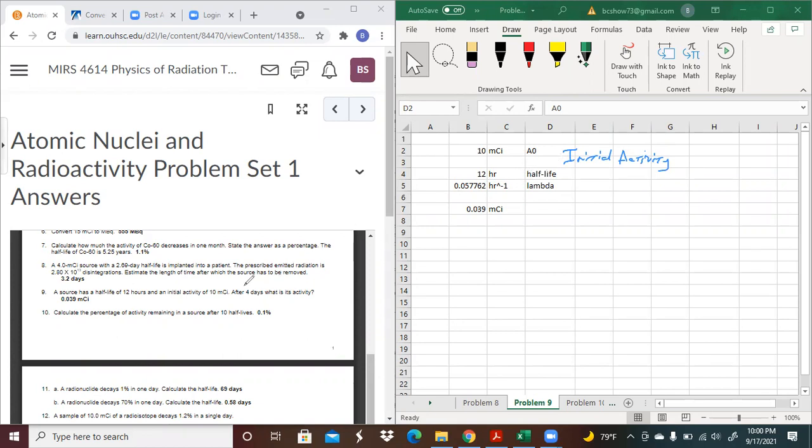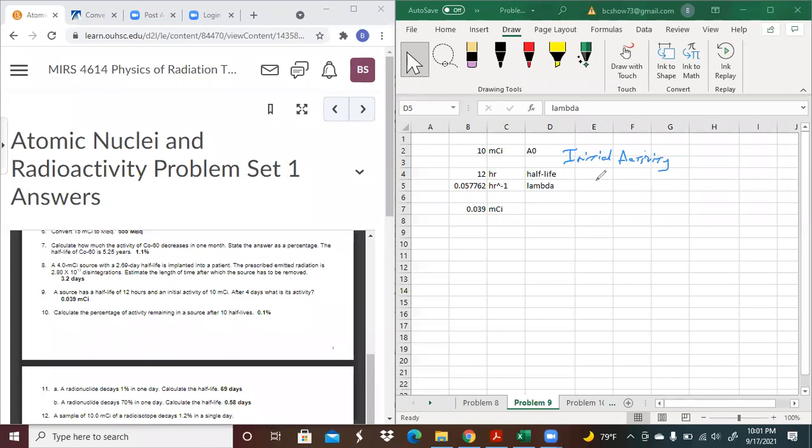All right, now I know this is the initial activity. I also know over here what the half-life is. And I also know how much time it has undergone. So why are all of these important? We'll get to that here in just a second. What is all this other scribble that I have on here? I know I've got a 12-hour half-life. If I have a 12-hour half-life, I can figure out what lambda is. Now, how do I do that?